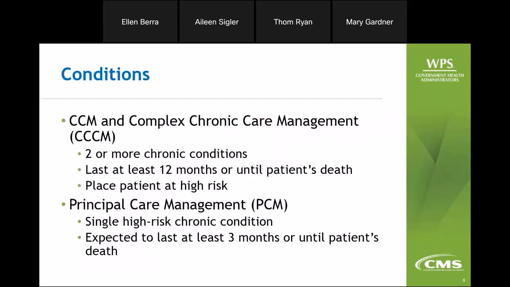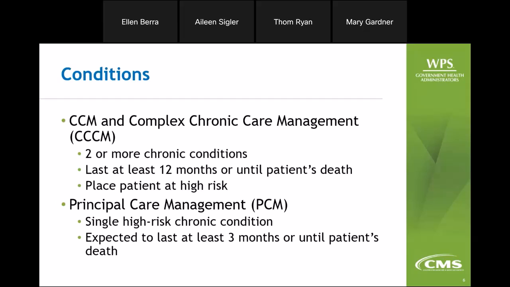So again, just a real brief overview of chronic care management. One of the confusing areas, I guess you could say, is that chronic care management, that particular term, includes both chronic care management, complex chronic care management, and also principal care management. So when we're using that term, we will try to be as specific as possible to let you know which of those three we're discussing, or if we're discussing the entire program of chronic care management.